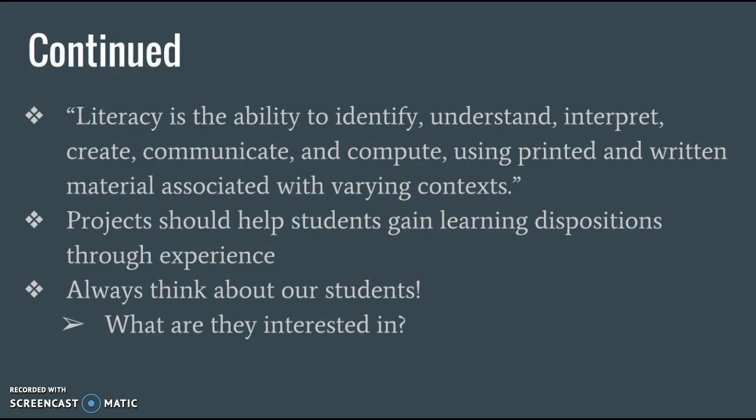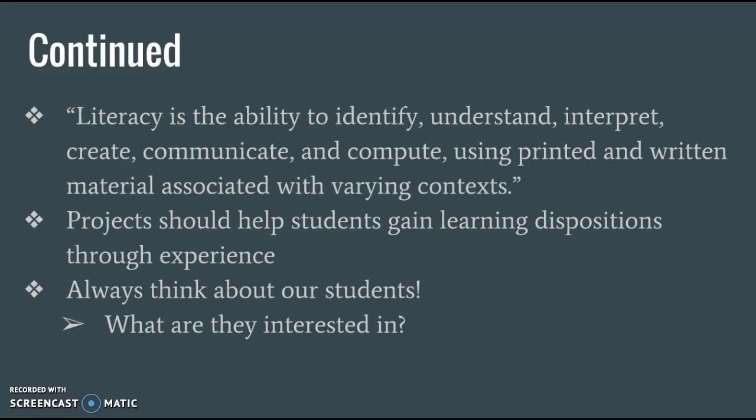Creating and collaborating also develops students' digital age skills and literacy. Today, literacy is not just the ability to read and write. The United Nations Educational, Scientific, and Cultural Organization defines literacy as the ability to identify, understand, interpret, create, communicate, and compute using printed and written materials associated with varying contexts. Digital skills and literacy allow students to be free thinkers, well-informed, and productive citizens.